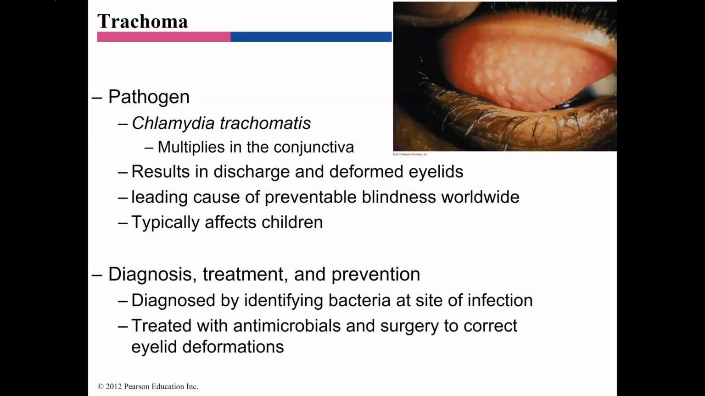But you can see from the species name that this important cause of preventable blindness is actually what gives the organism the species designation. This intracellular bacterial pathogen will multiply in the cells of the conjunctiva, and it will result in deformed eyelids and ultimately lead to blindness if it's not treated. It's the leading cause of preventable blindness worldwide, and if treated with antimicrobials on time, you could clear the infection and prevent blindness. But much of the world does not have good access to healthcare and antimicrobials.